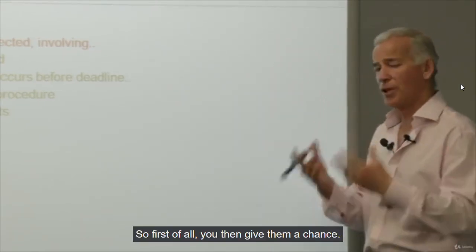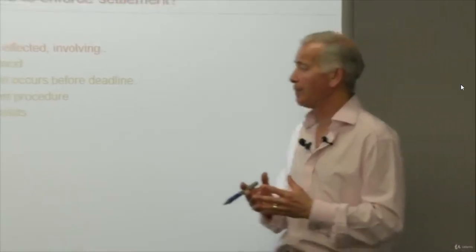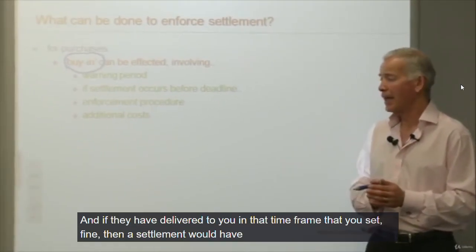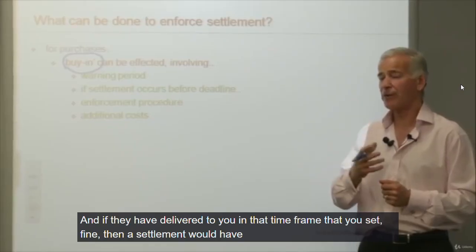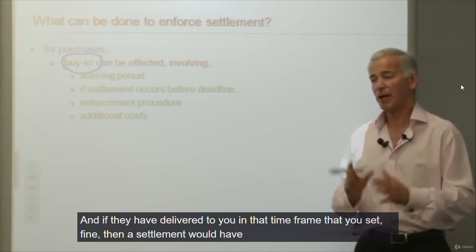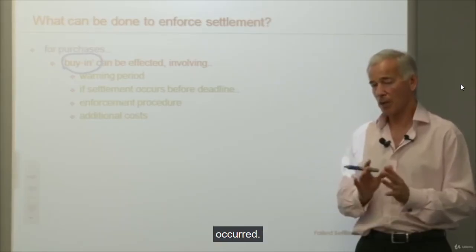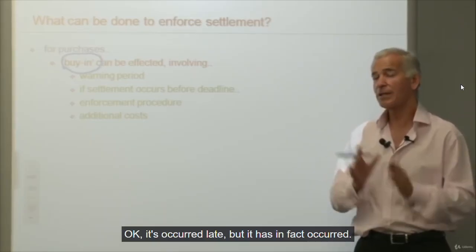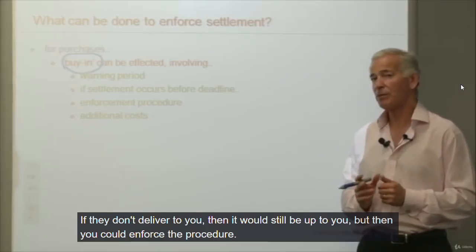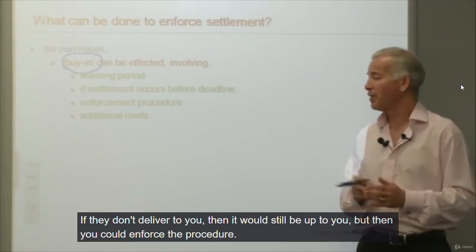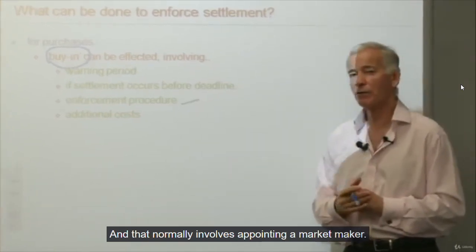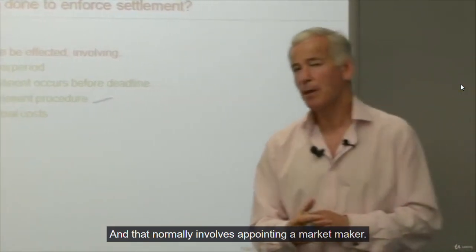So first of all, you give them a chance. It's like a final warning, if you like. And if they have delivered to you in the time frame that you set, fine, then settlement would have occurred. Okay, it's occurred late, but it has in fact occurred. If they don't deliver to you, then it would still be up to you, but you could enforce the procedure. And that normally involves appointing a market maker.